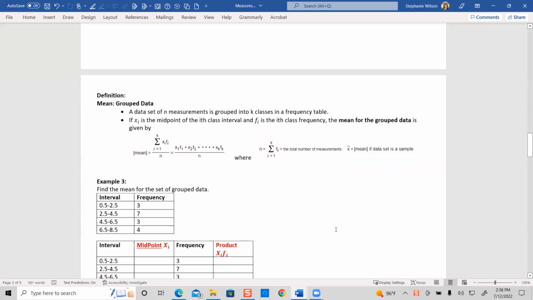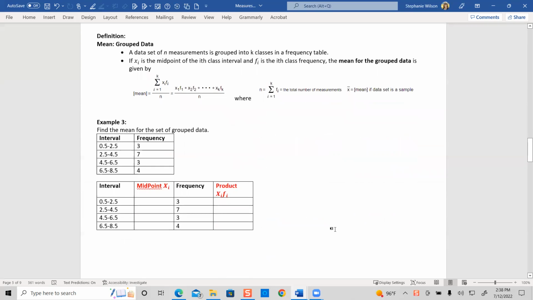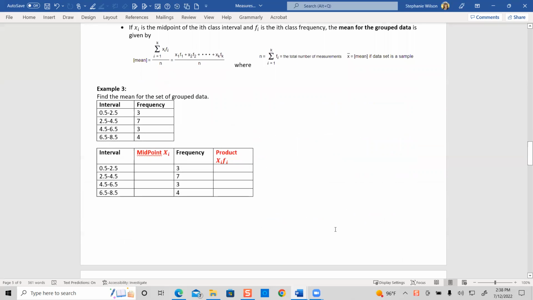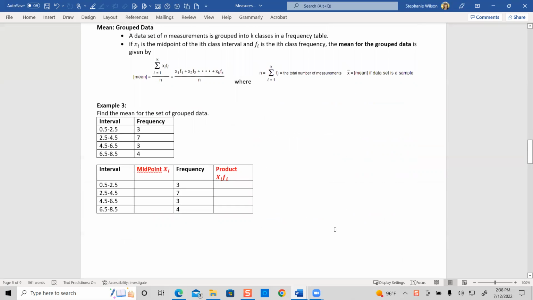All right. So the next one says you're given a definition and a formula. So let's just jump in there and solve for it. Okay, so we're going to find the mean for this set of group data. You're given this chart right here. And the one below it, I gave it extra space for the midpoint and the product. However, we do need another box for here and here for the total sum. We'll get to that. Okay, now let's solve for it.